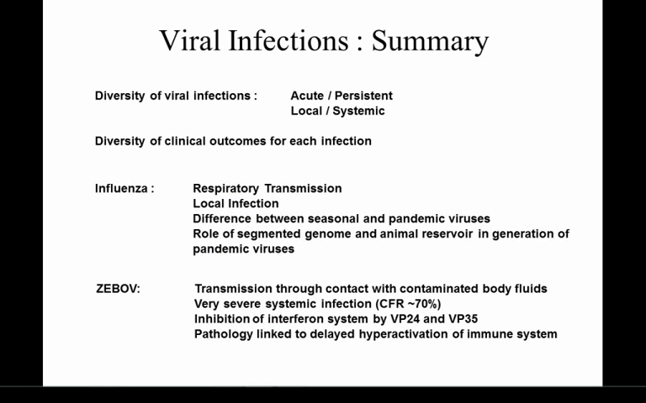So for viral infections, just to round up here, don't forget you have diversity of viral infections: acute, persistent, local, systemic. The clinical outcome is not the same, even for the same virus. With influenza virus infection, 30% of infections will be asymptomatic, and maybe 1 in 10,000 will be a fatal infection. It depends on the variability of the virus, and also on the type of person who's infected, host factors. And these are the main points of the 2 different infections we looked at.